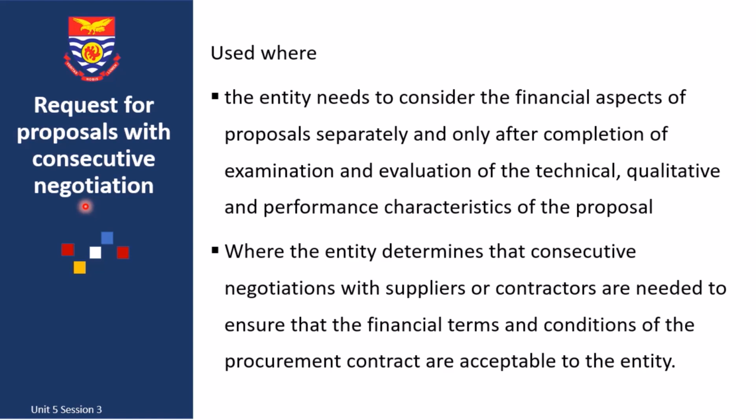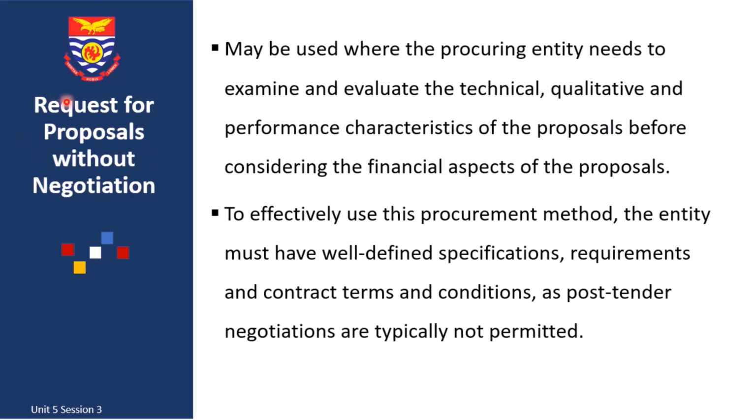So request for proposals with consecutive negotiation is where you've agreed on how the service will be executed, but it further goes on to include a stage where you will agree on the price at which the service will be delivered, and then the procurement entity finally decides on how much they can conclusively pay for the service that they require. And it is also used where the entity determines that consecutive negotiations with suppliers are needed to ensure that the financial terms and conditions of the contract are acceptable to the buyer, such that if they decide to engage the supplier for the services, will they be able to pay for the services of the supplier or not? It should be noted that the request for proposals with consecutive negotiation is more similar to the two-stage tendering approach.